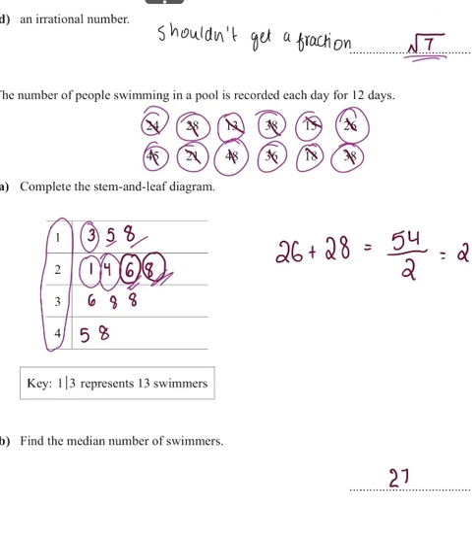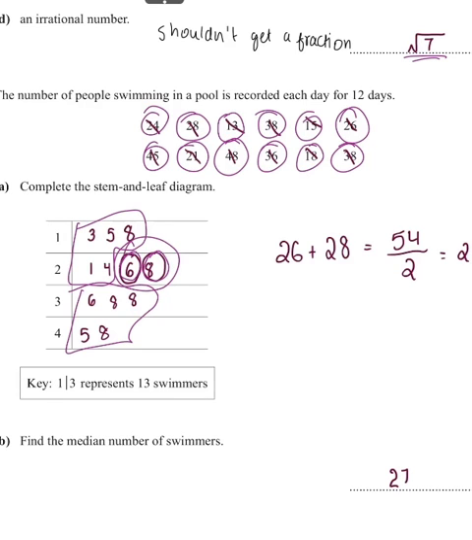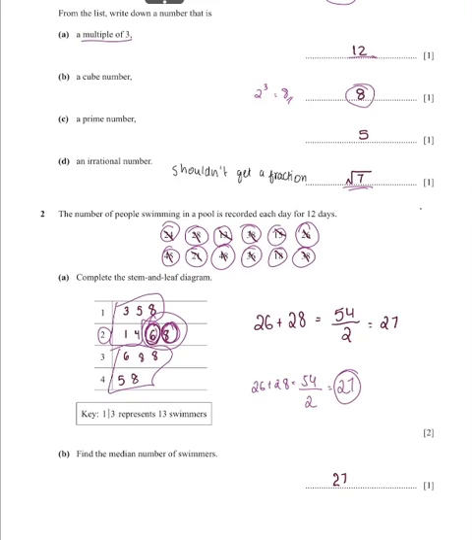Then the B part is find the median number of swimmers. So now you can see, in this stem and leaf diagram, you have two numbers which are in the middle, because here you have 5 numbers and here you have 5 numbers. So these are the two middle numbers, and that is 26 and 28. So 26 plus 28, which is equal to 54, and divided by 2, that is equal to 27. So the median is 27.